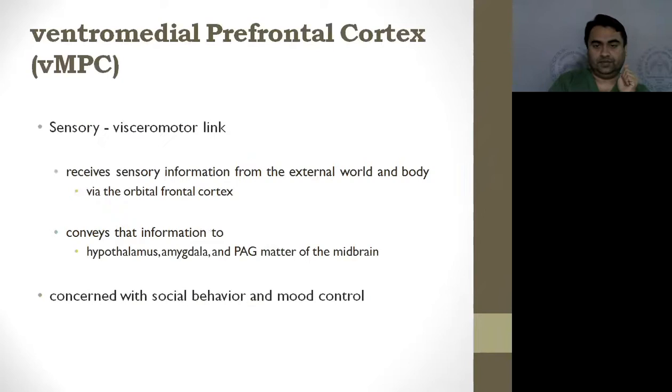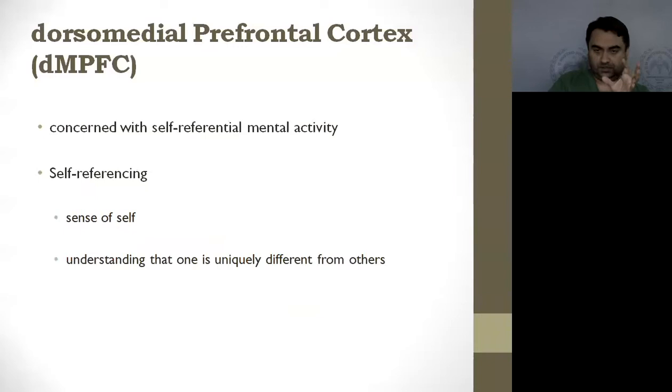Now, the ventromedial prefrontal cortex acts as a sensory visceromotor link, meaning that it receives sensory information from the external world and the body via the orbitofrontal cortex and conveys this information to the limbic structures, the hypothalamus, the amygdala, and the periaqueductal gray matter in the midbrain. This is primarily concerned with the social behavior and mood control of subjects. The dorsomedial prefrontal cortex is more concerned with self-referential mental activity. Self-referencing means the subject having a sense of self and also understanding that one is uniquely different from others.